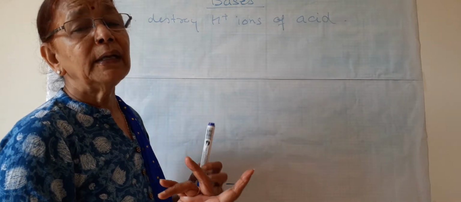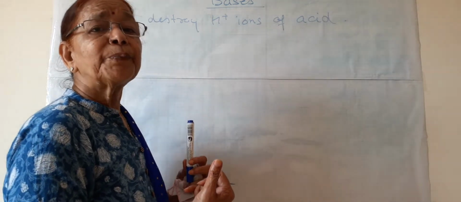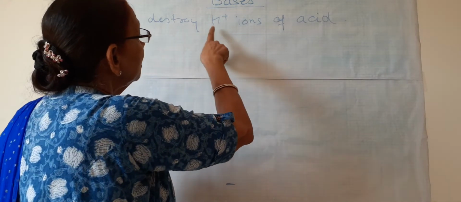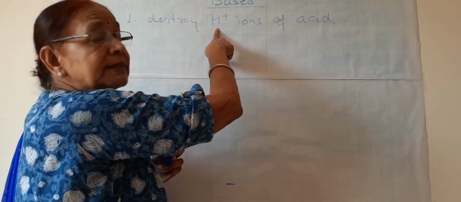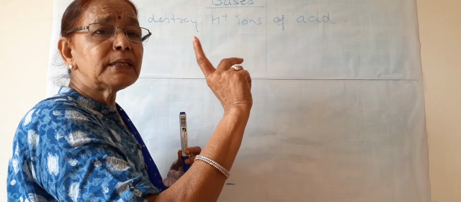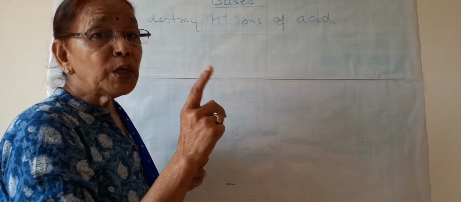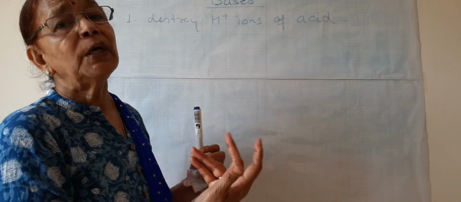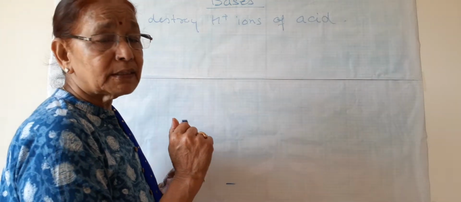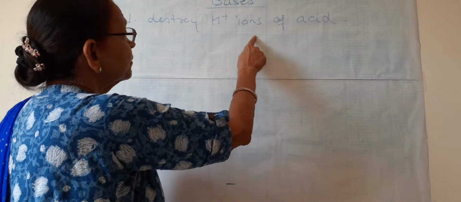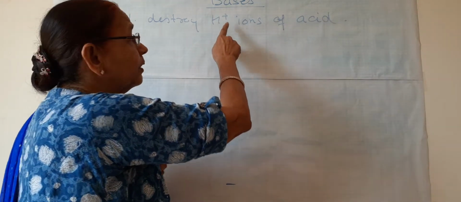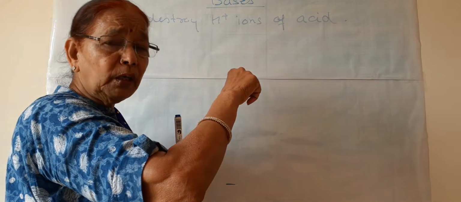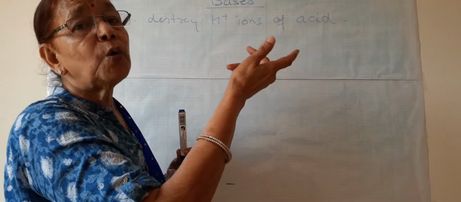Second important point is they may have OH ion in solution or may not have. It is not important that all the bases give OH ion or hydroxyl ion in solution. As for acids, it is mandatory, it is necessary to give H ions, but for bases it is not mandatory to give OH ion or hydroxyl ion in solution. Without giving hydroxyl ion also, they are bases. So first, they destroy these ions. Second, they neutralize acids to form salt and water. Third, they may have OH ions or may not have OH ions.